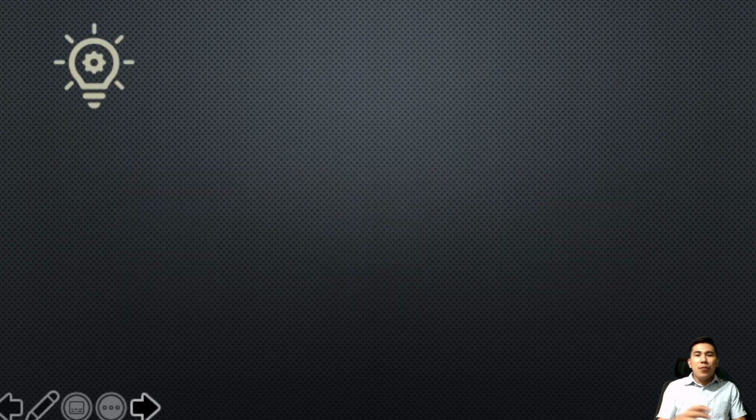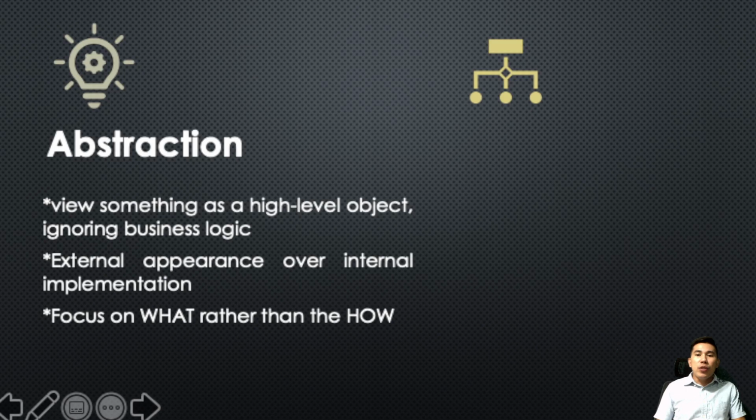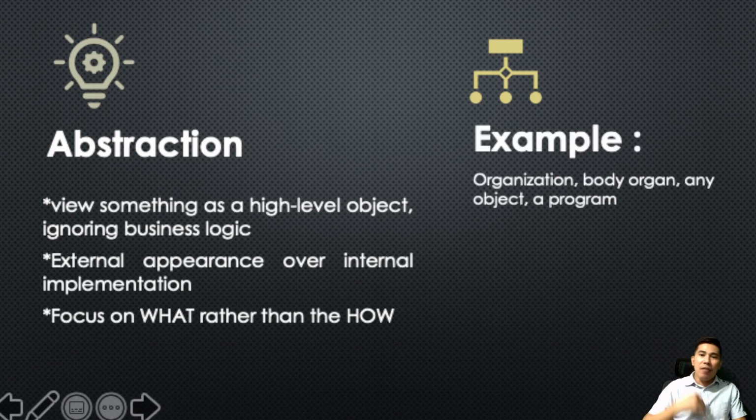So data abstraction is the ability to view something as a high level object, while temporarily ignoring the enormous amount of underlying detail associated with that object. Also, it is viewing something only in terms of its external appearance without regard to its internal implementation. It focuses on giving attention to the what rather than the how.